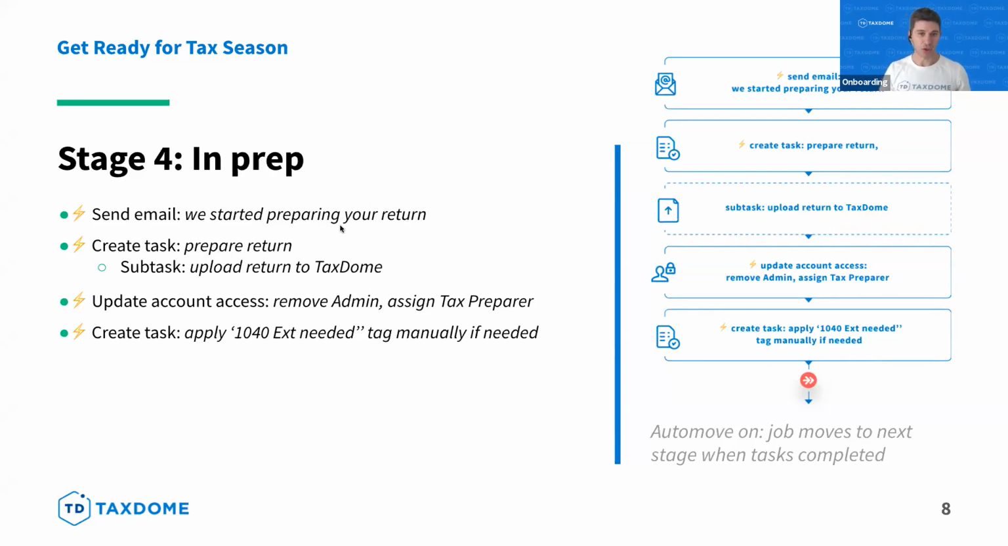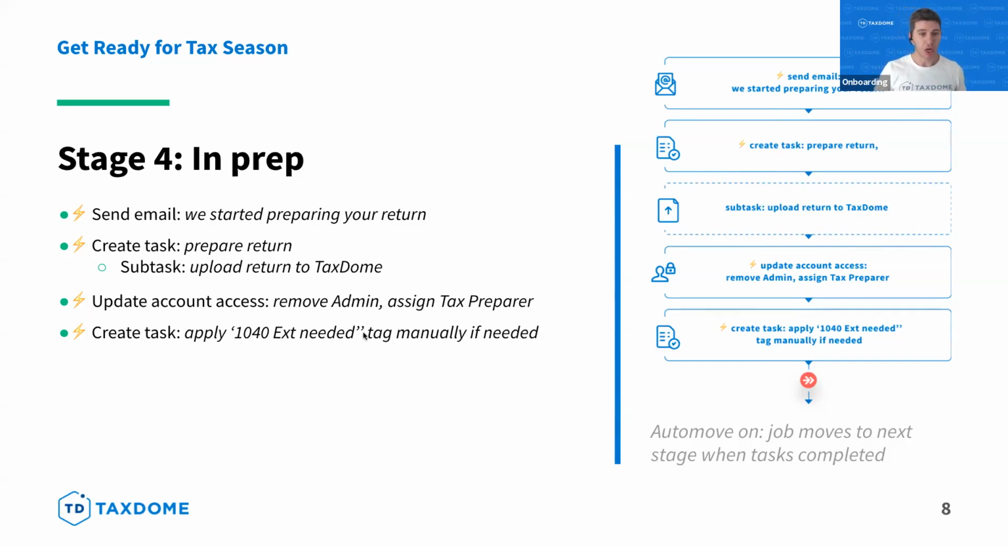Then a task gets created for your preparers to prepare the return, because now you've got the organizer, you have the documents, you can actually do it. So this task gets created to prepare the return, and there's a subtask in there to actually upload the return to TaxDome. It's the one thing to prepare the return, it's another to actually give it to your client. There's a subtask in there, and that upload to TaxDome, that can be either whether you print directly from your tax program or whether you use the upload functions or the drive, but getting the document into TaxDome so that your client can then see it.